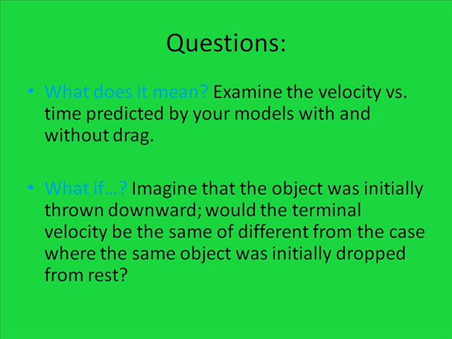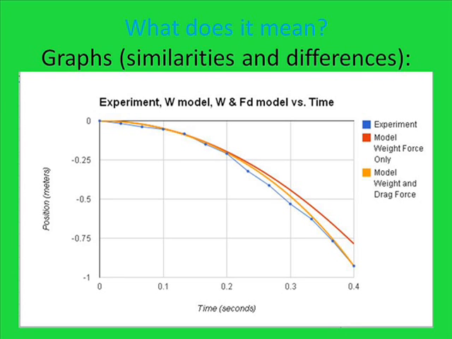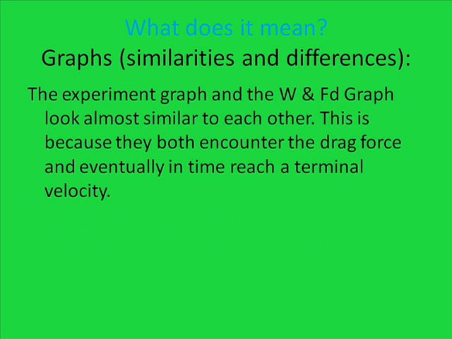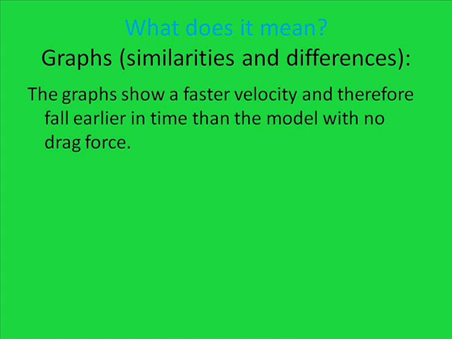And now for the questions. The difference between the experimental graph and the model graph can be due to experimental error or force assumptions that were made. It can also be due to having more surface area and less density, or having less surface area and more density. Since there is no drag force, there is no opposite equivalent force that will cancel out the net force in order for the object to reach terminal velocity.